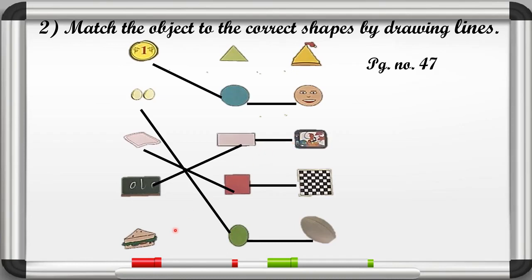Understood beta? Now the last one is sandwich. And what is the shape of this sandwich? That is of triangle shape. So the triangle is given here. So we will match it with this with the help of this line. Now with the help of this triangle we can make a cap. So we will match it like this. Understood beta?